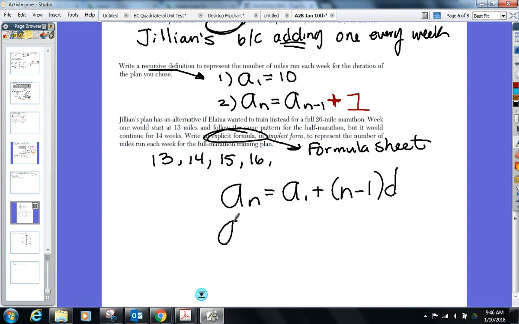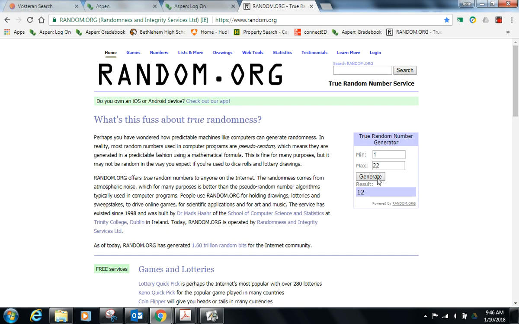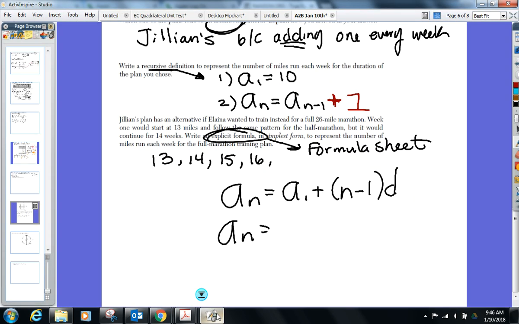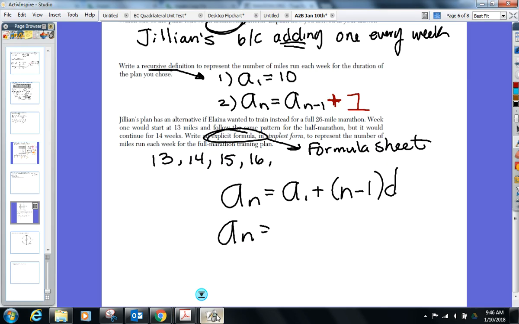All right. What's this represent? First term. All right. Let's hear from some people. What's my first term? 12. What's my first term here? 12? Okay. How about 3? 13 plus, when it asked you to write an explicit formula, n stays n.